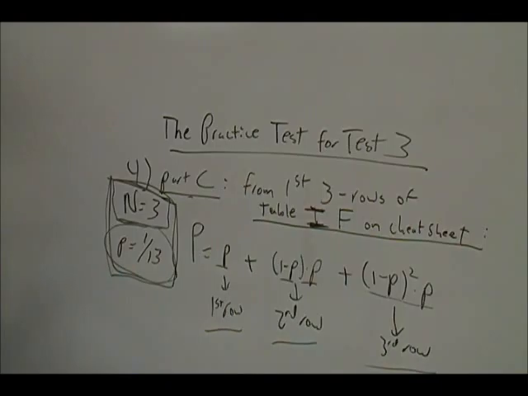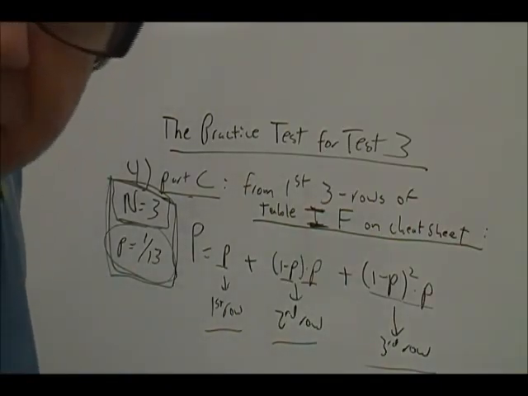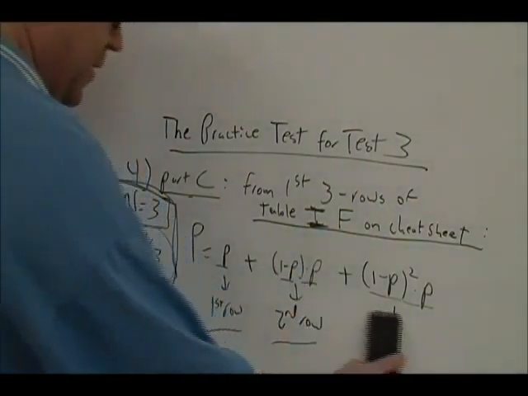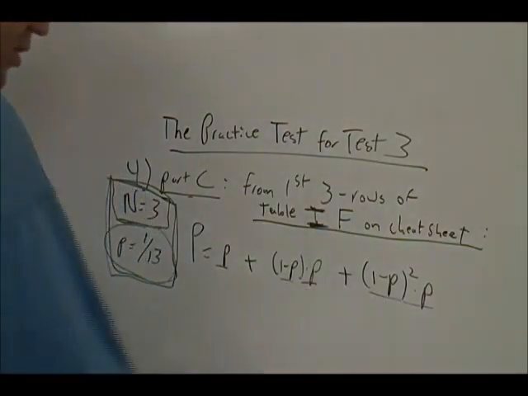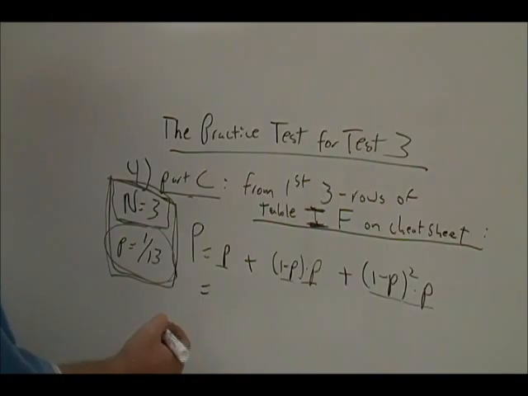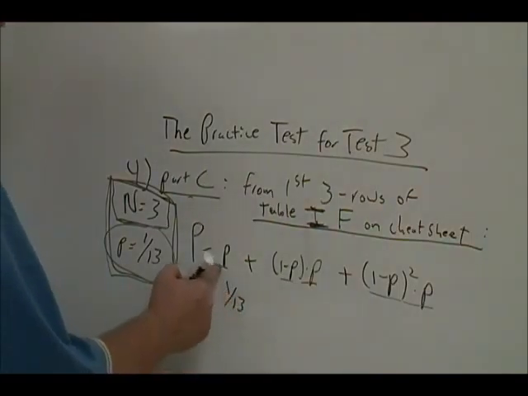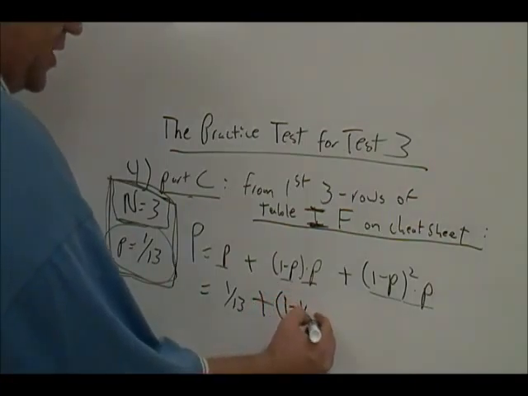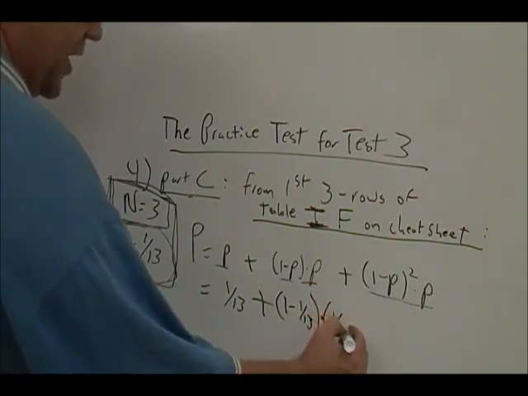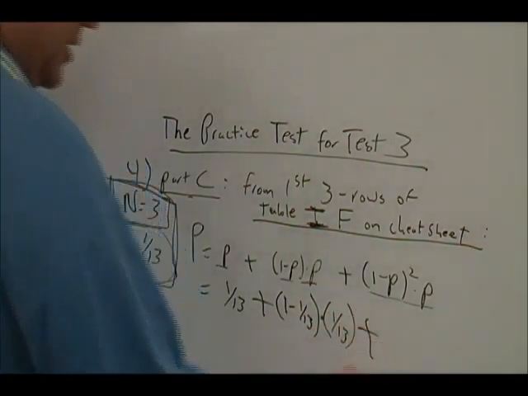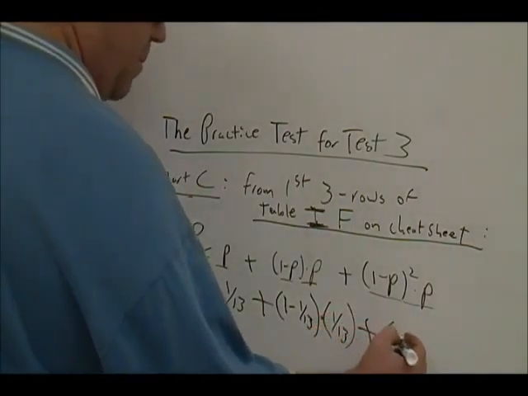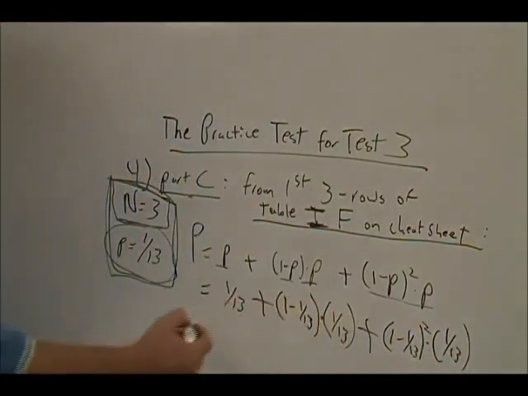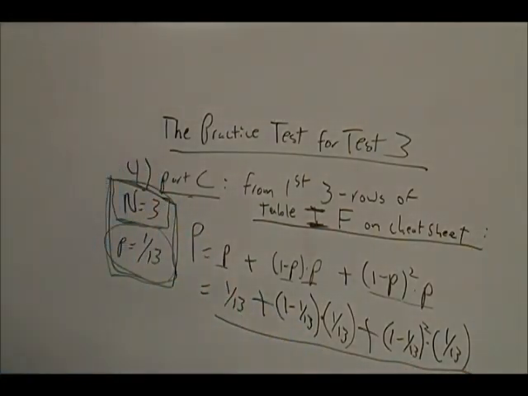everywhere you see little p. So now we're going to substitute in the value 1 over 13 everywhere there's a little p. And if you have a graphing calculator like you all do, you can put all this in at one time. You can put 1 over 13 for little p, plus (1 minus 1 over 13) in parentheses times 1 over 13, plus (1 minus 1 over 13) squared times 1 over 13. And if you enter all that correctly into your calculator, you can press enter.